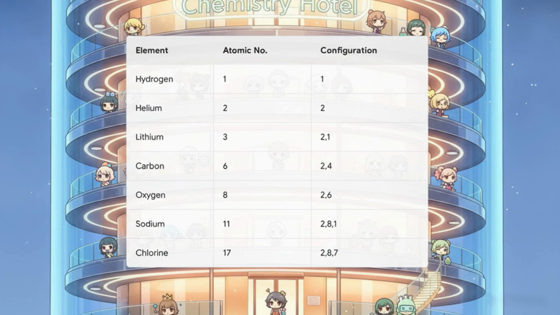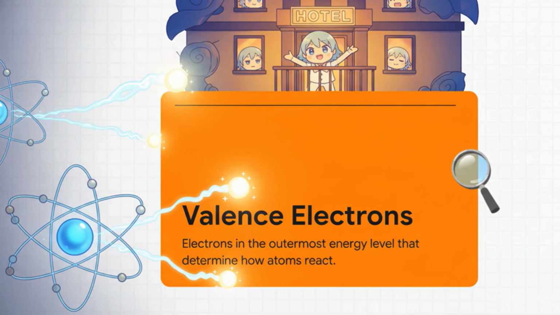Sodium, atomic number 11, configuration 2, 8, 1. Chlorine, atomic number 17, configuration 2, 8, 7. The most important electrons, the electrons in the outermost energy level, are called valence electrons. These electrons determine how atoms react. They are the reason atoms form chemical bonds.